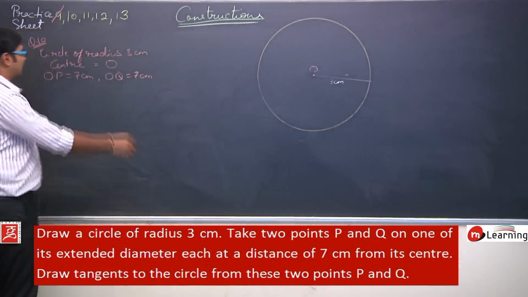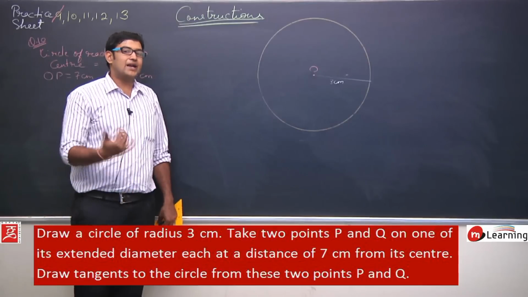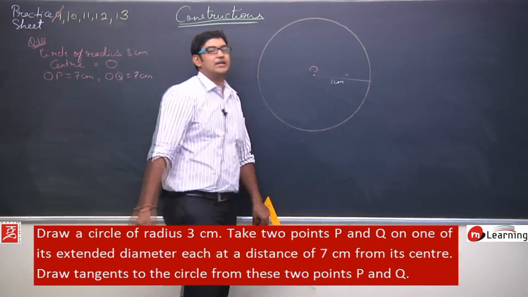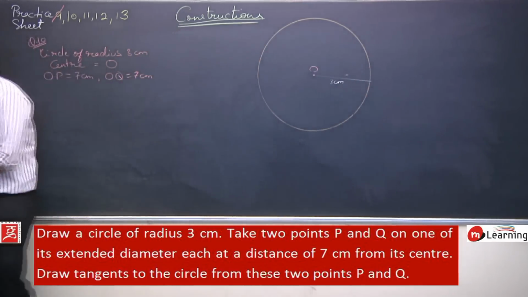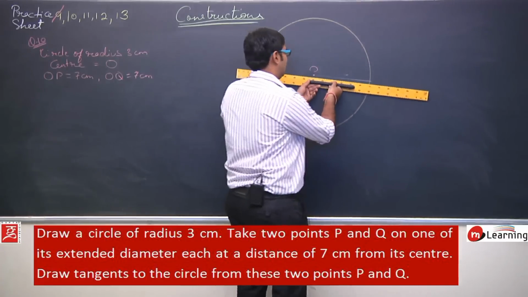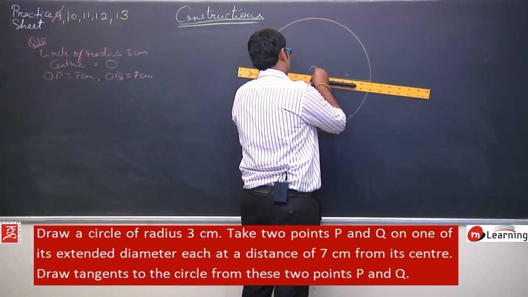Now I have to locate OP and OQ. How to locate OP and OQ? P and Q are the points which are 7 centimeter away from this center O. So it means I have to draw a diameter of the circle and extend it 7 centimeter in both the directions.